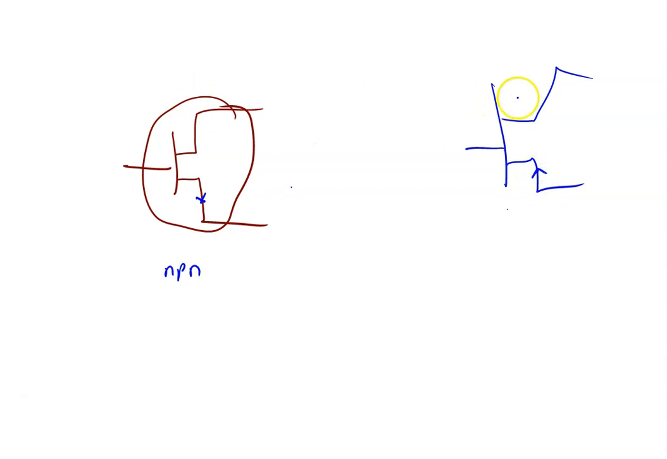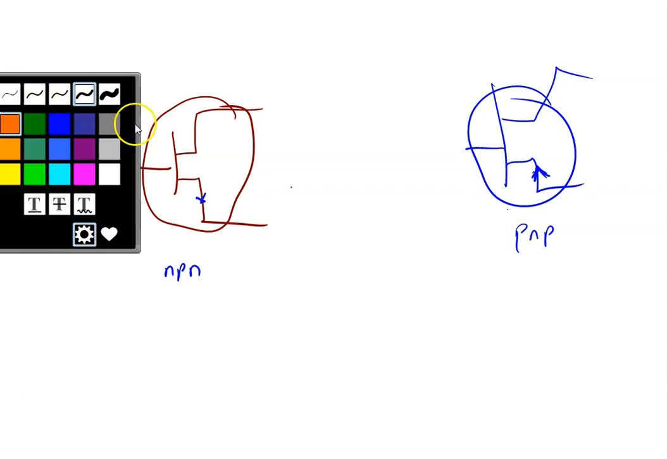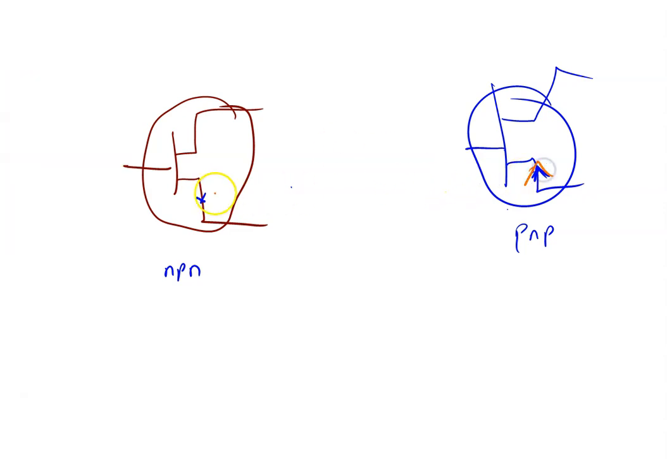So you should take note. If it's a PNP transistor, the arrow at the emitter junction will be pointing upward. That's the only difference. With PNP, the arrow is pointing upward, and with NPN, the arrow is pointing downwards. But we are going to focus on the NPN transistor. So let's put this one aside for now.